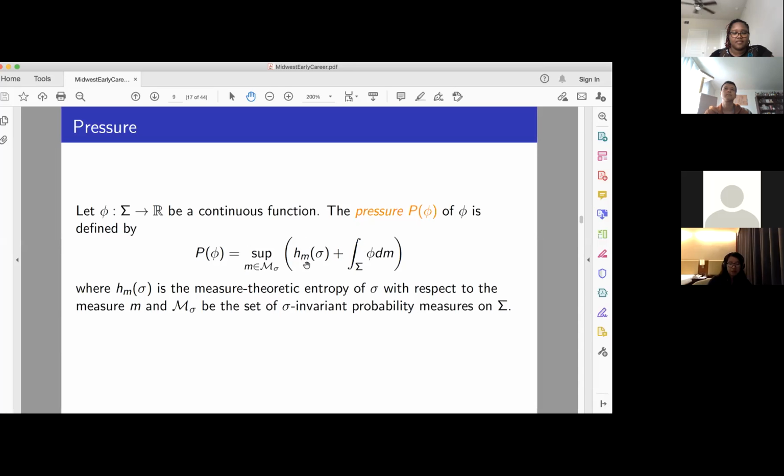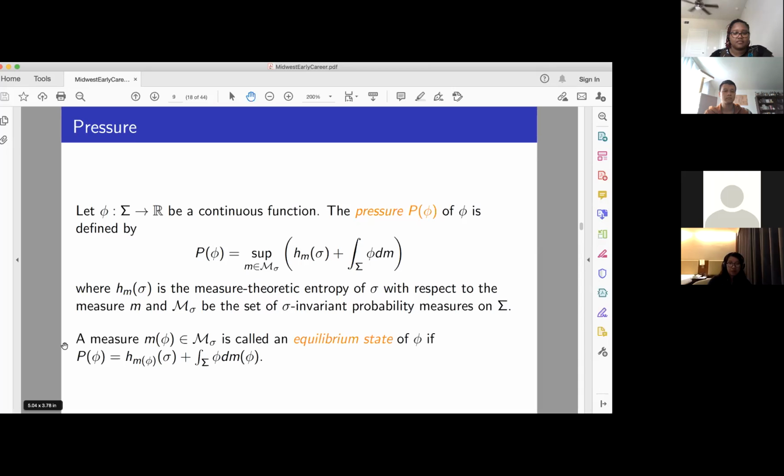So this is the measure theoretic entropy plus the integral of phi on the subshift of finite type integrated against an invariant measure. Here, h_m of sigma denotes the measure theoretic entropy of sigma, and this supremum is taken over all the invariant probability measures. Right. So we have seen a lot of nice properties about the pressure function in the morning, and we will see one more application of the pressure metric.